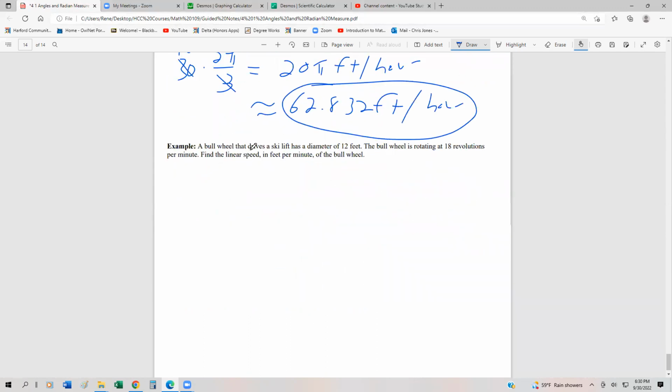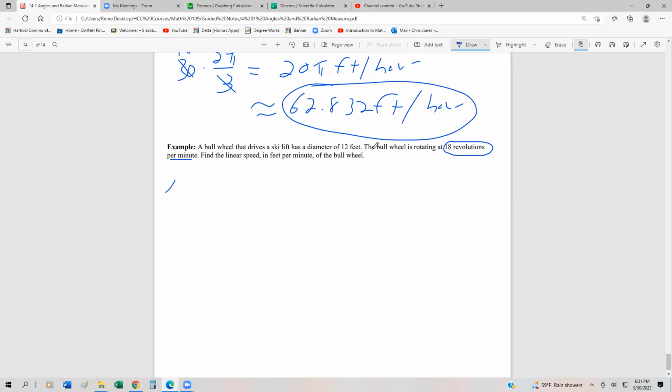We have a bull wheel that drives a ski lift, has a diameter of 12 feet. The bull wheel is rotating at 18 revolutions per minute. We want to find the linear speed. All right, so one thing that we should do is we should try to figure out the angular velocity. And we know that it revolves 18 revolutions per minute.